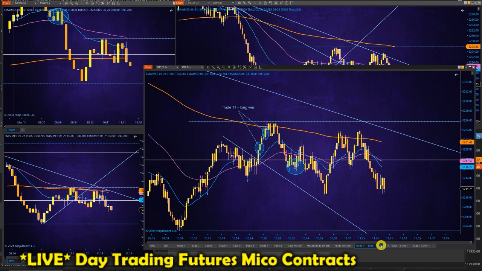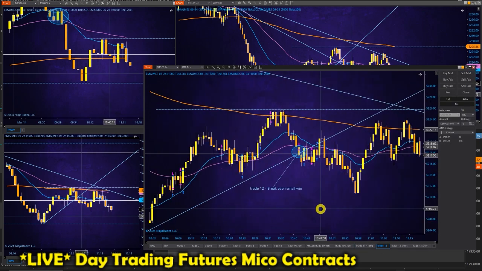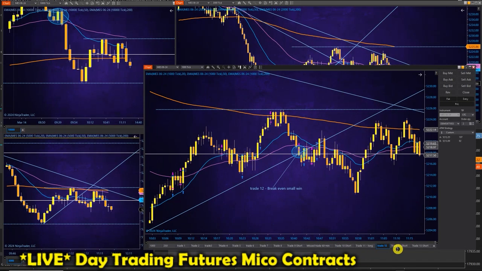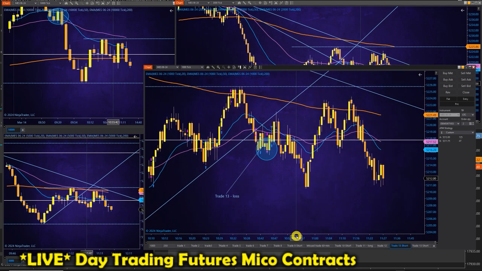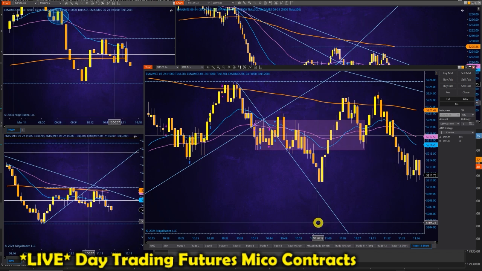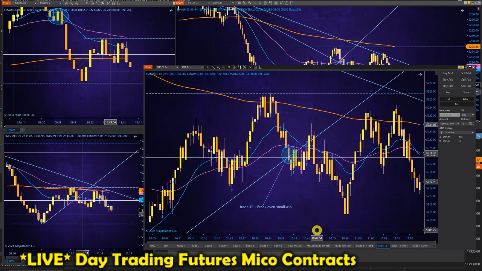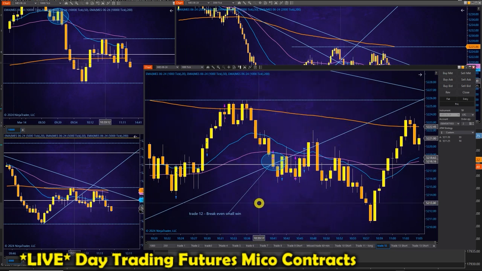Let me take a look at trade 12. I don't know what's going on with trade 12 and trade 13 here. These are 2 trades back to back. Again, another 2 trades back to back. It looks like I can't even tell if they're wins or losses, to be honest with you. This is just ridiculous. You know what I mean? Let me take a look at 12 again and see what's going on. It looks like I shorted for a break even. Okay, small win, break even. Got that written down right there.